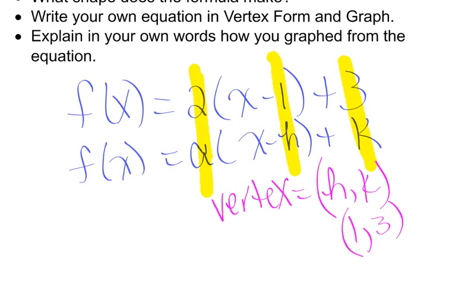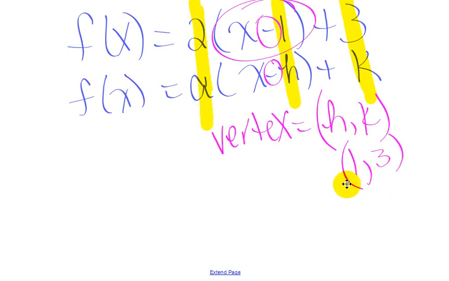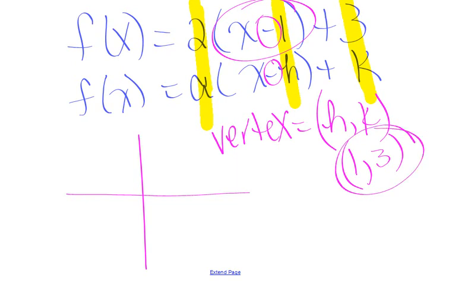Someone asked me earlier, why isn't it negative 1? Because the original formula is x minus h. Okay, so that means that h must be equal to 1 to have this. So we've got our vertex. So how do we graph that? Well, we know so far we've got a vertex of 1 and 3. So over 1, up 3.